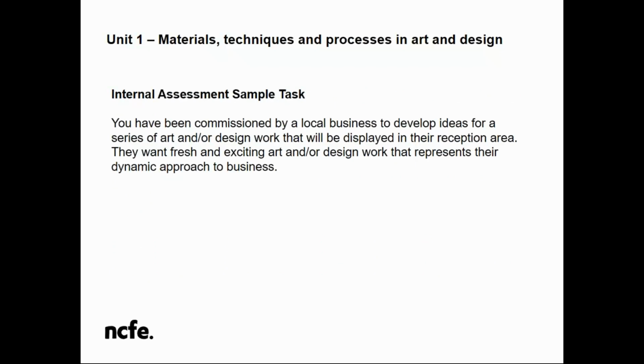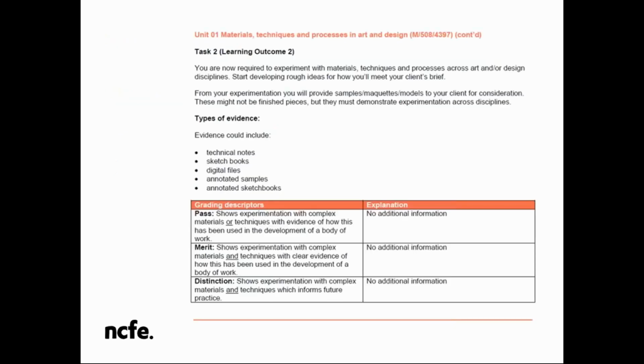On this screen you can see the brief for Unit 1 from the Internal Assessment Sample Tasks document. That's available for you to download from the website, and that covers all of the units in this qualification. There's a brief provided for each of the units, and you can see on the following slide an extract from the sample assessment document. This is Task 2, which assesses Learning Outcome 2 from Unit 1.